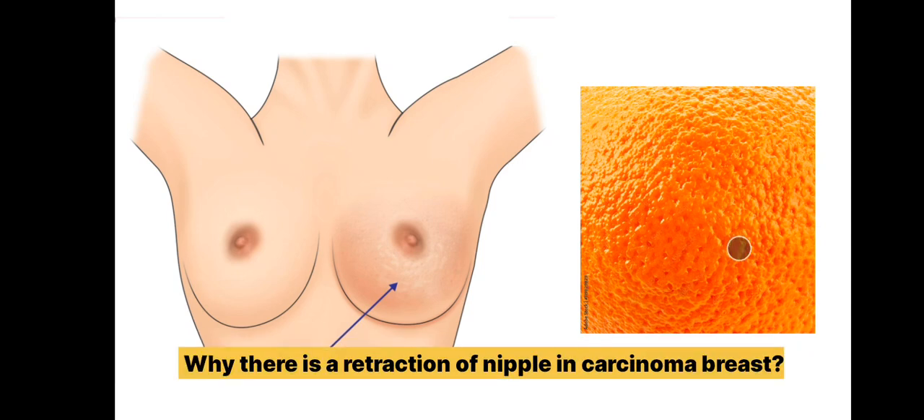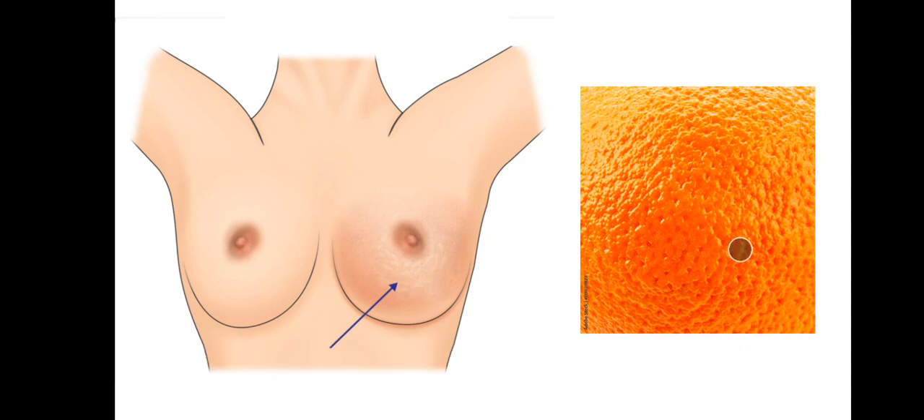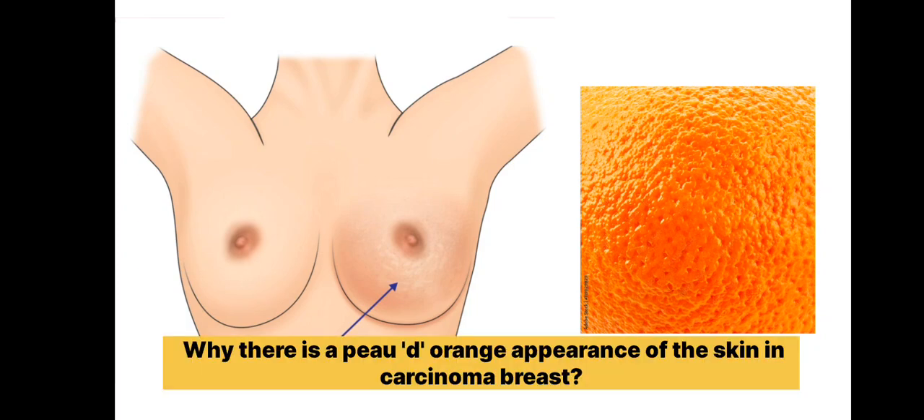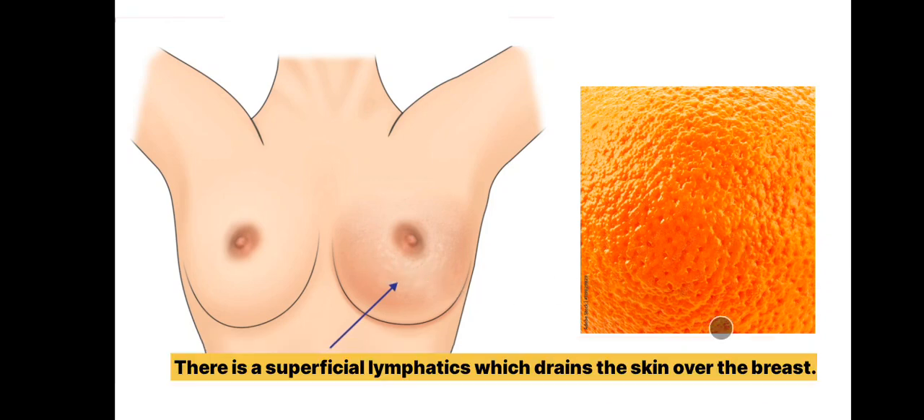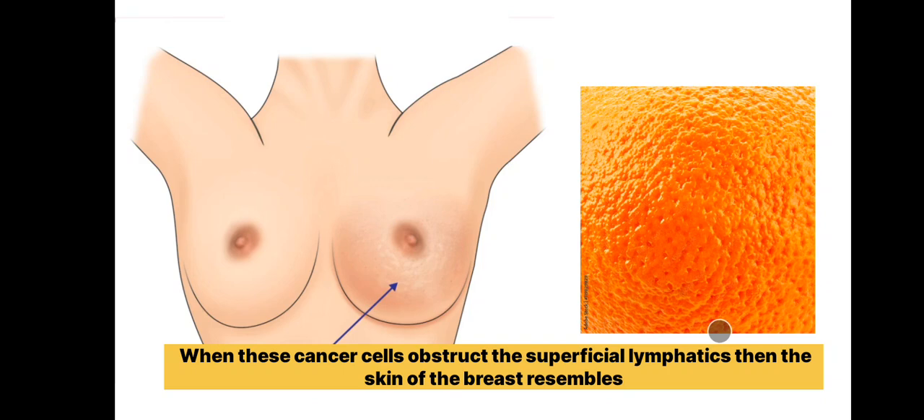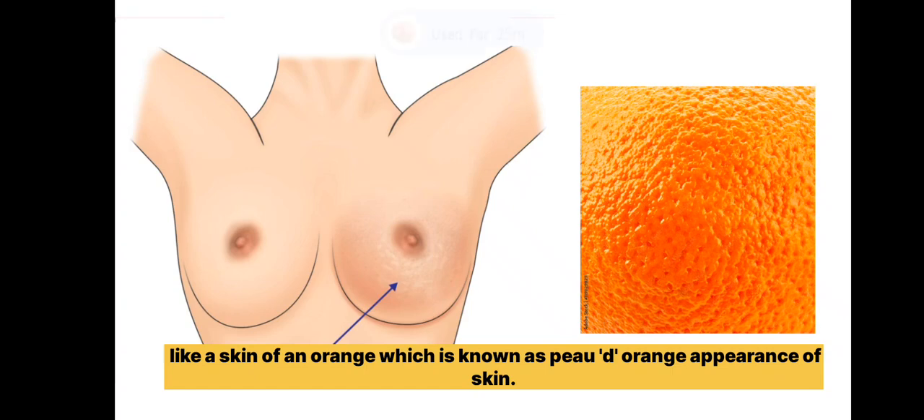Why is there retraction of the nipple in carcinoma breast? This is because of infiltration of cancer cells and subsequent fibrosis of lactiferous ducts. Why is there a peau d'orange appearance of the skin in carcinoma breast? As mentioned earlier, superficial lymphatics drain the skin over the breast. When cancer cells obstruct the superficial lymphatics, the skin of the breast resembles the skin of an orange, which is known as peau d'orange appearance of skin.